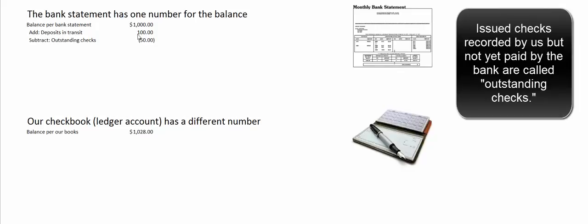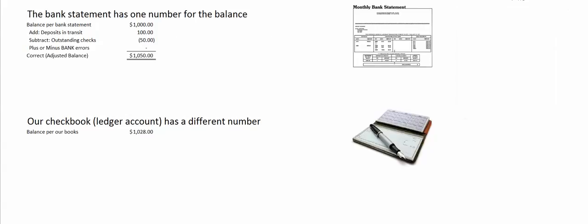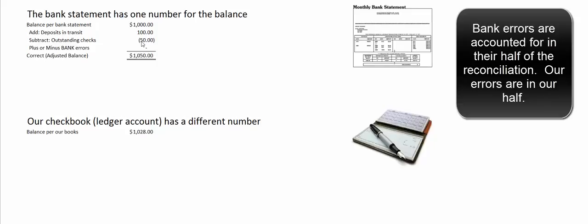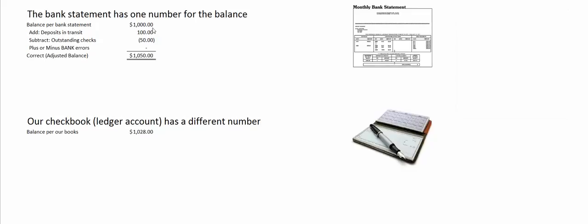The bank also doesn't know about outstanding checks. We know we wrote them. We wrote them down, put them in our check register, but they haven't cleared the bank yet, so they don't know about them. So we have to subtract those. And finally, the bank doesn't know about its own mistakes. So in the upper half of this bank reconciliation, we're going to add or subtract the bank's errors. And once we discover the bank errors, we call them up and inform them of their errors. So you take the balance that was on their statement, you add the deposit they don't know about, you subtract the checks they don't know about, and you end up with a correct or adjusted balance of $1,050 in this example.